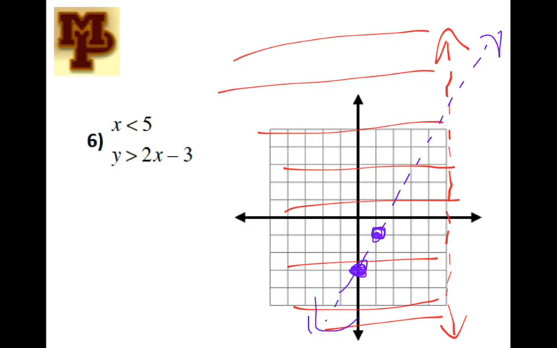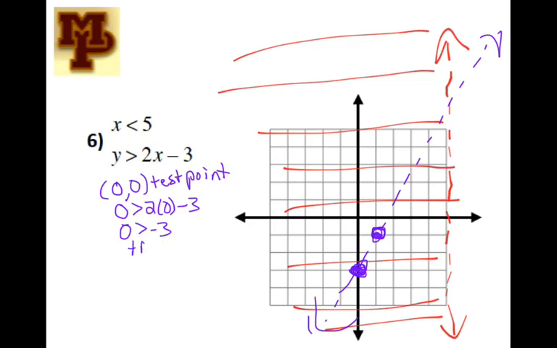Now I know that this one's going to be shaded above because it's greater than, but we should do a test point, so we use 0, 0 as our test point, if it's not on the boundary itself. So 0, 0, if you plug that in, you're going to get 0 is greater than 2 times 0 minus 3. So 0 is greater than -3. Let's see, that is true. So I'm going to shade the side that has 0, 0 in it, which would be this side, so I shade this way.